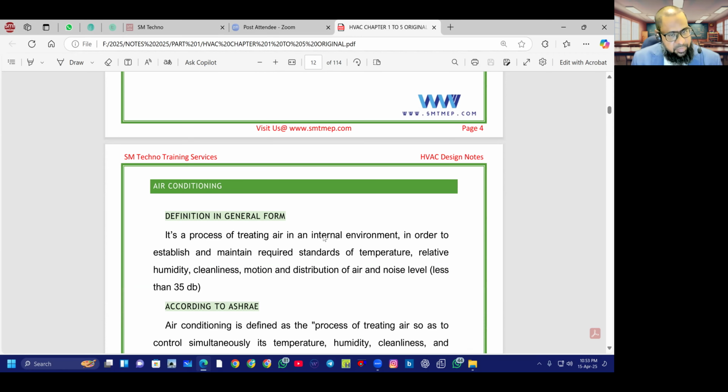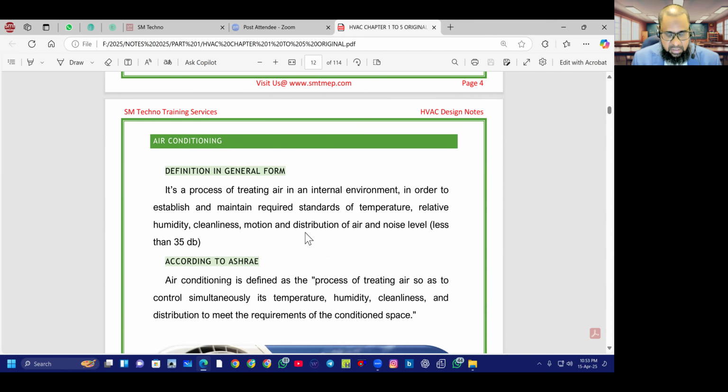Next, air conditioning. You see HV, then AC. The definition of air conditioning may be asked in an interview also. So first of all, let me read this, then we'll try to understand. You see, it's a process of treating air in an internal environment. Till now, we are talking about air conditioning for indoor. But now in the modern world, you'll find outdoor air conditioning also. I don't have experience in that, but I heard that last year in Qatar they did outdoor air conditioning. So the definition may change in future.